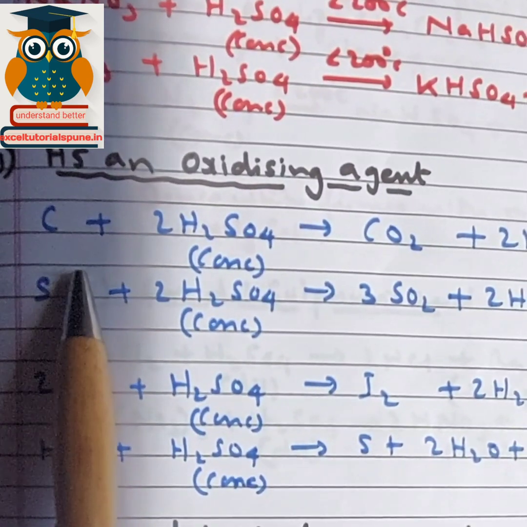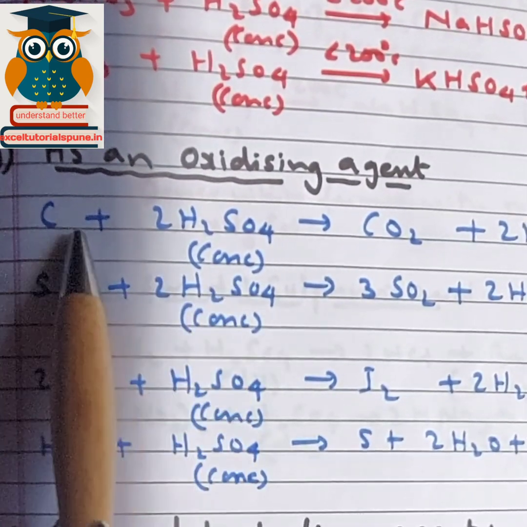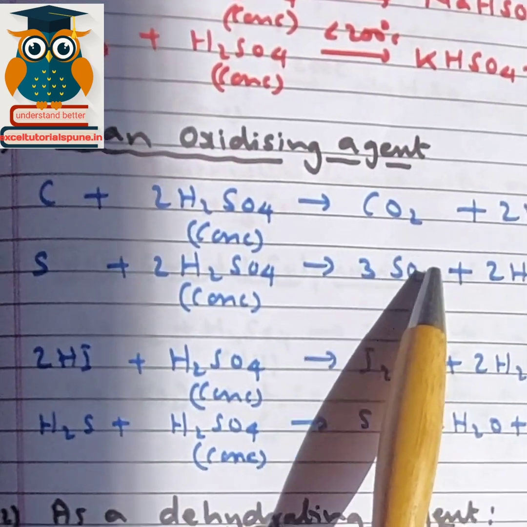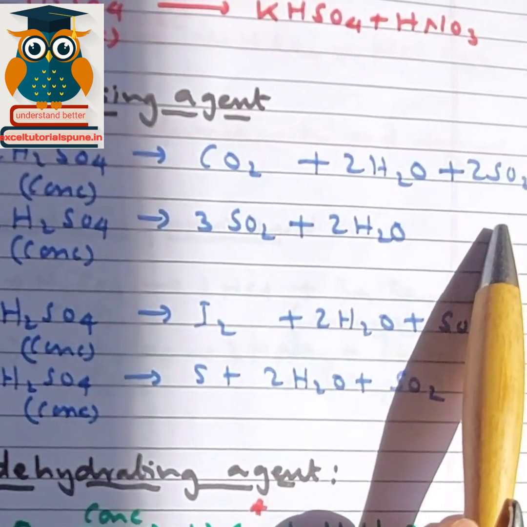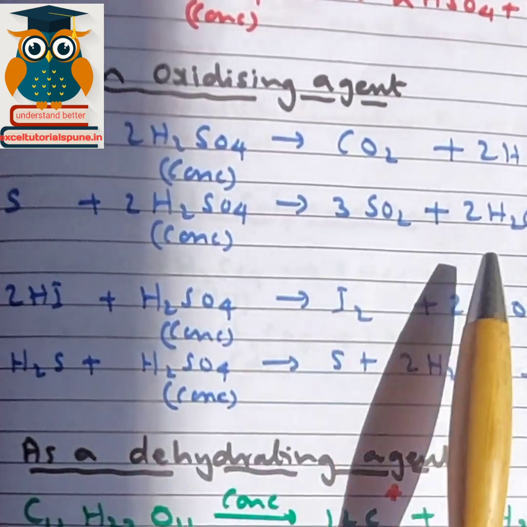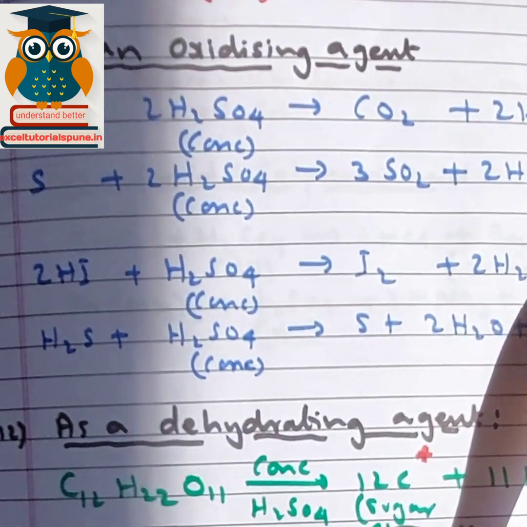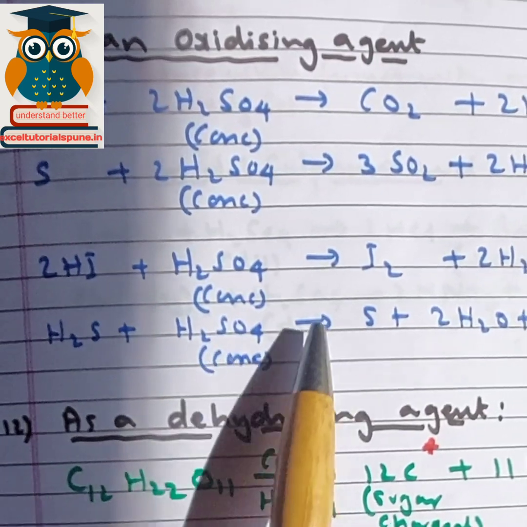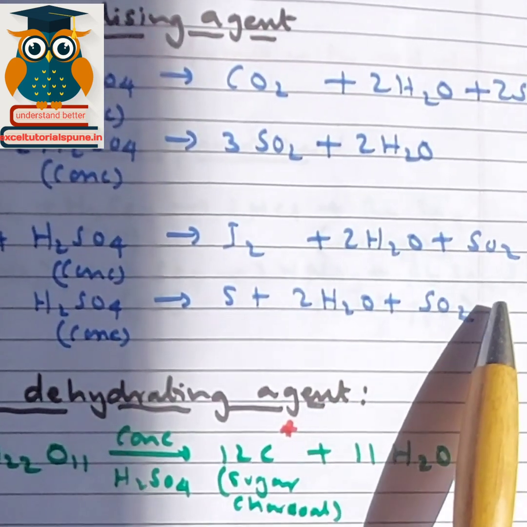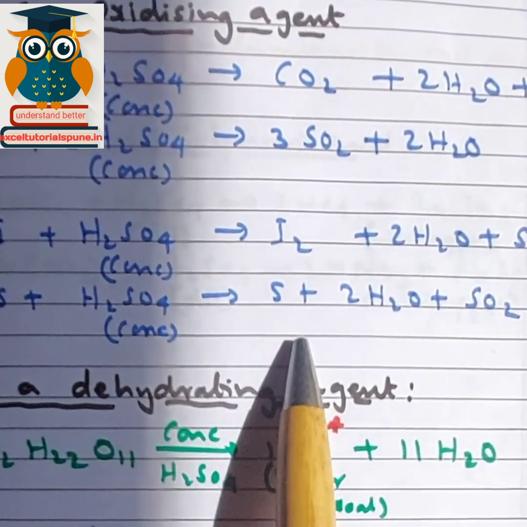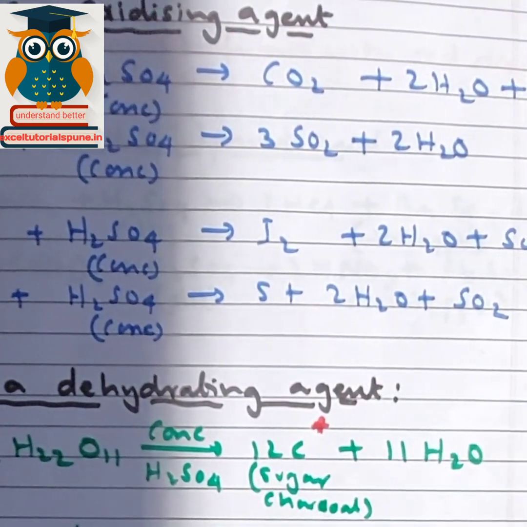Now carbon, this is a non-metal. Carbon reacts with concentrated sulfuric acid to give you carbon dioxide plus water plus sulfur dioxide. Then sulfur plus concentrated sulfuric acid gives you sulfur dioxide plus water. Now hydrogen iodide with concentrated sulfuric acid gives you iodine plus water plus sulfur dioxide. Now H2S gas with concentrated sulfuric acid gives you sulfur plus water plus sulfur dioxide.